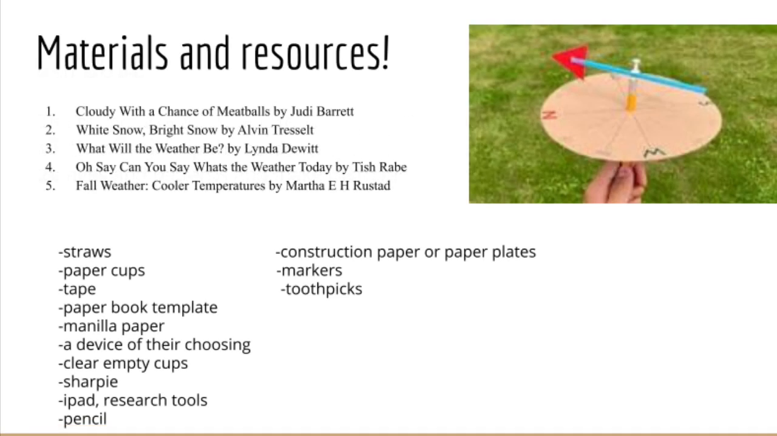The materials and resources. I used 5 books: Cloudy with a Chance of Meatballs by Judi Barrett, White Snow, Bright Snow by Alvin Tresselt, What Will the Weather Be by Linda DeWitt, Can You Say What's the Weather Today by Tish Rabe, and Fall Weather, Cooler Temperatures by Martha E. Rustad. And the materials I used were straws, paper cups, tape, a paper book template, manila paper, a device of their choosing, empty cups, Sharpies, an iPad or any research tool, pencils, construction paper, markers, and toothpicks, etc.